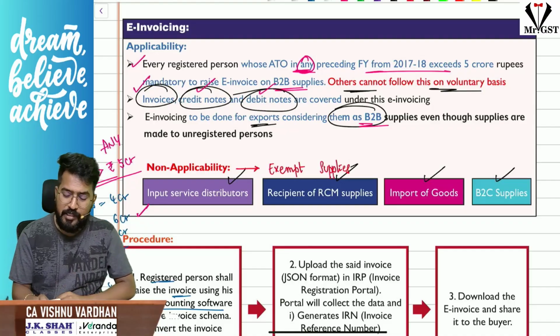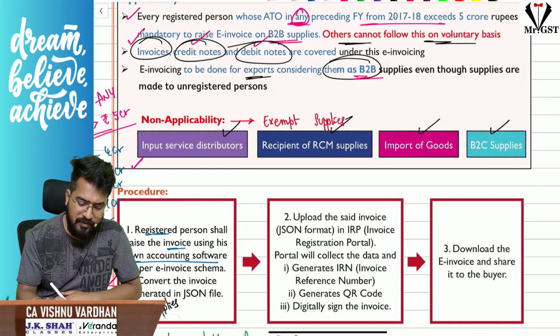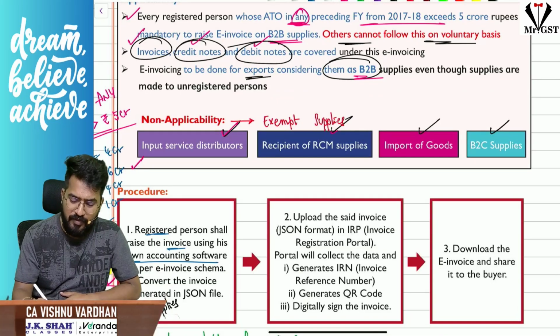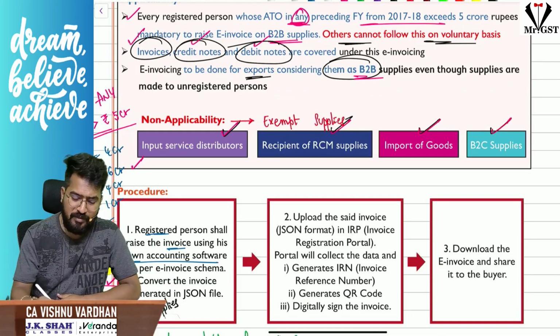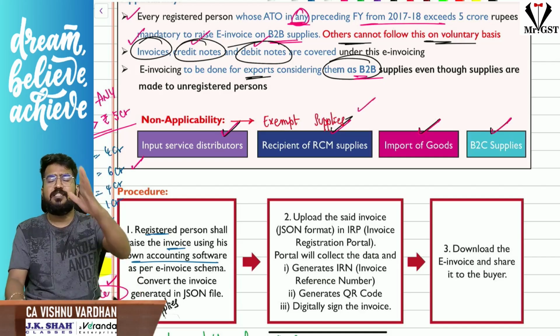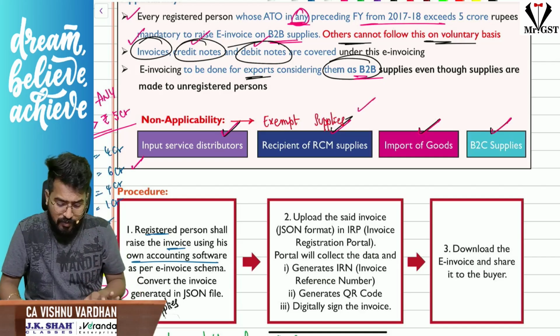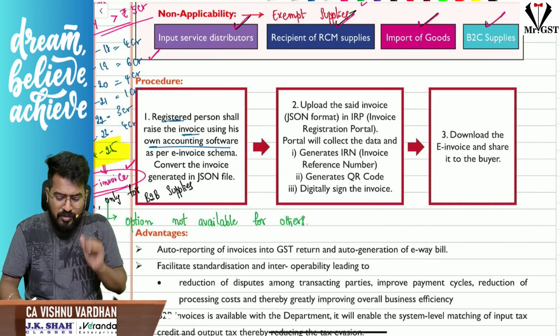GST. Okay. Then e-invoice is not applicable, sir, for an input service distributor, where the recipient is liable to pay GST, importation of goods, B2C supplies, and exempt supplies. For these things, sir, e-invoice provisions are not applicable. Okay. Sir, in e-invoice, what will we generally do, sir?